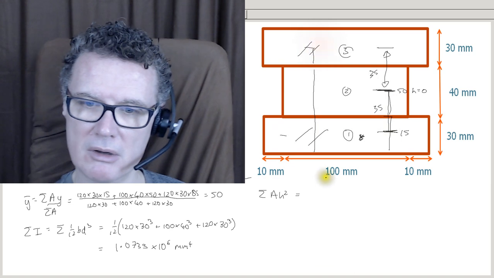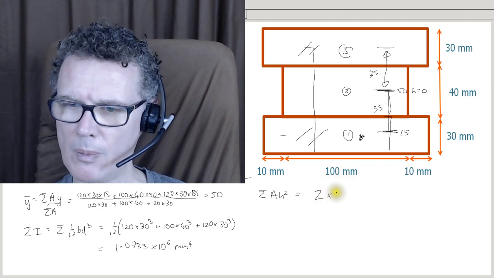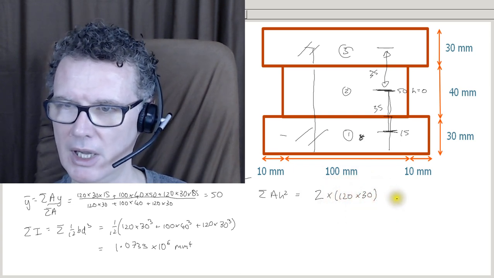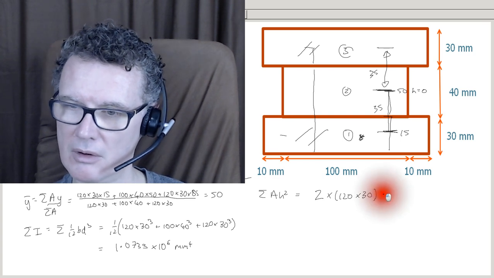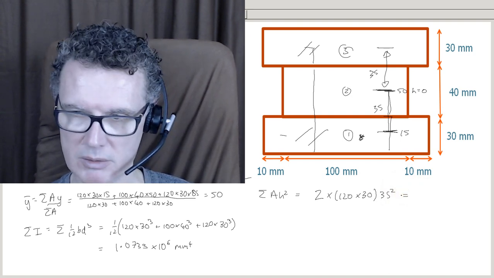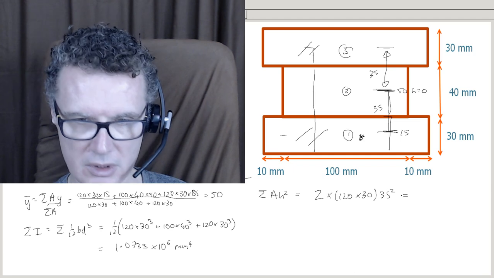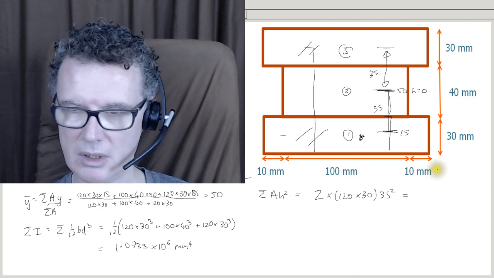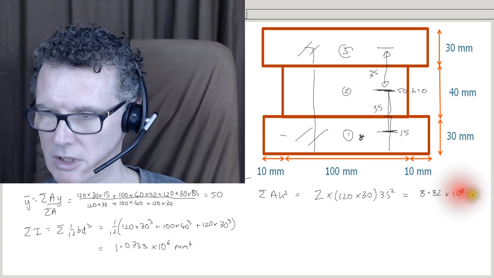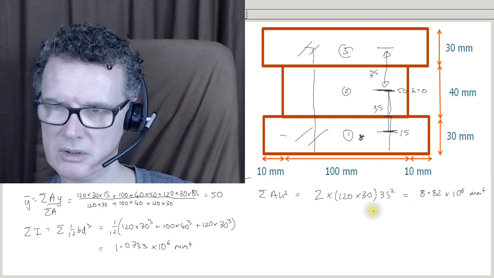This area is the same as this area, so it just becomes 2 of them. So you've got 2 of them, which are the same, times the area, which is 120 times 30, and the H is 35 squared. So what's that? 2 times 120 times 30 times 35 squared. Press the Enter button, and we get 8.82 times 10 to the 6 millimeters to the power 4, which makes me think I've gone wrong with the previous one, because that's quite a big difference.